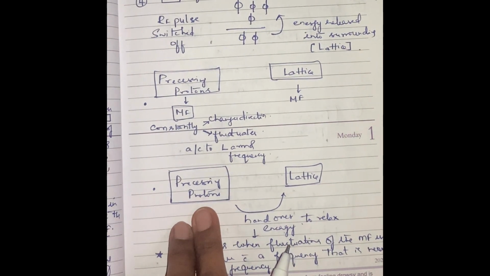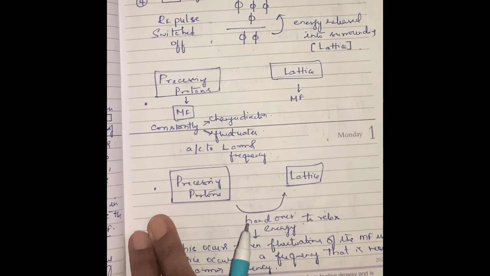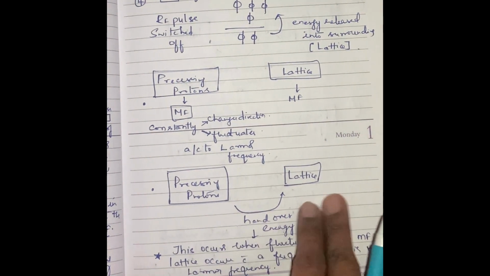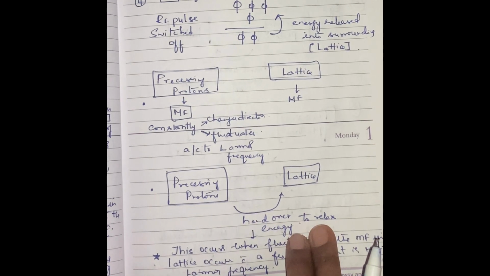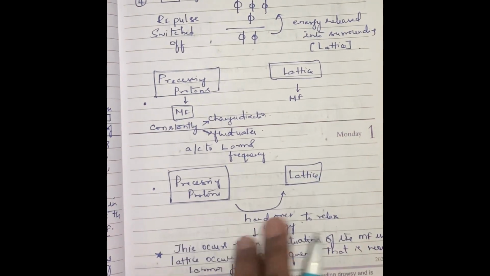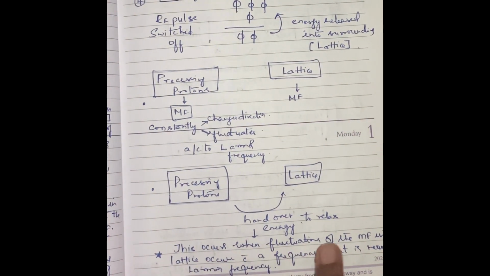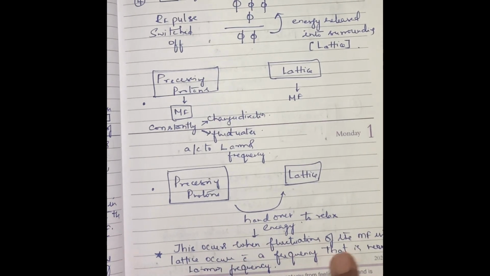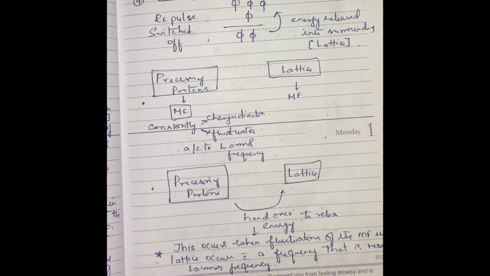Normally these precessing protons are there, this lattice is there. When the radio frequency pulse is switched off, these protons have to lose their energy and go to the lower energy level by releasing the energy into the surroundings called the lattice. When this process occurs, it doesn't occur simply. This occurs when fluctuations of the magnetic field in the lattice occur with a frequency that is near to the Larmor frequency. Then only it can hand over the energy and relax.